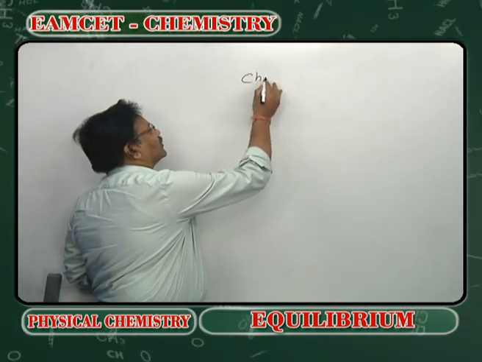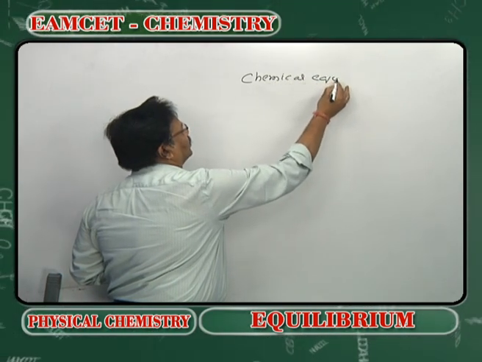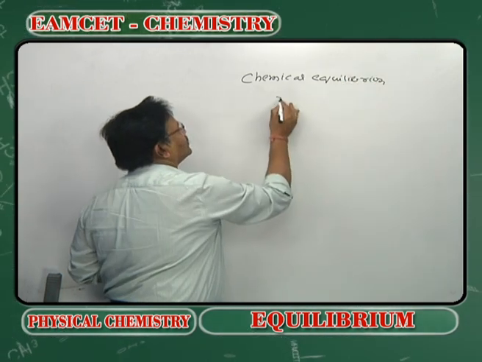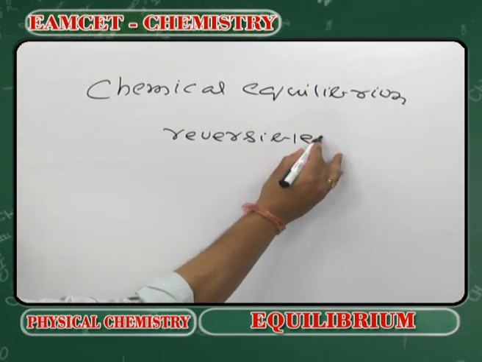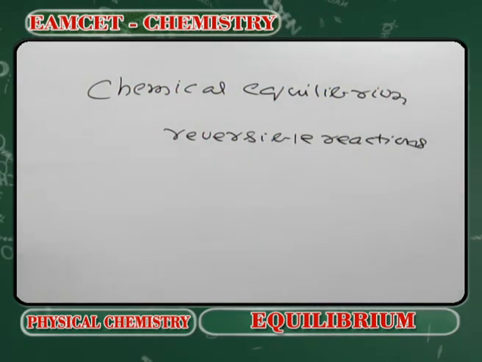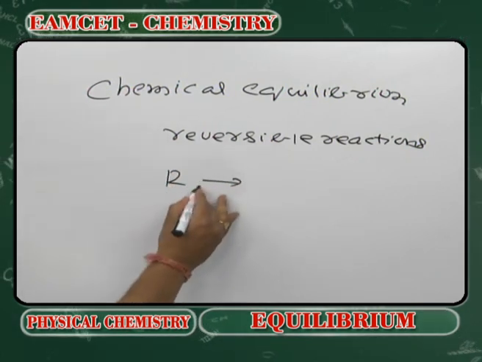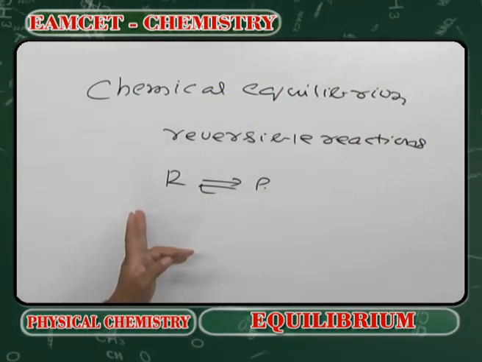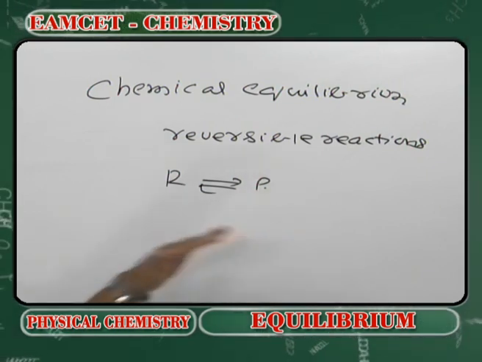So what is chemical equilibrium? Chemical equilibrium is a phenomenon. It is the characteristic property of reversible reactions. What is meant by reversible reactions? Reactions in which conversion of the reactants into products and products into reactants take place simultaneously under similar conditions of temperature and pressure.